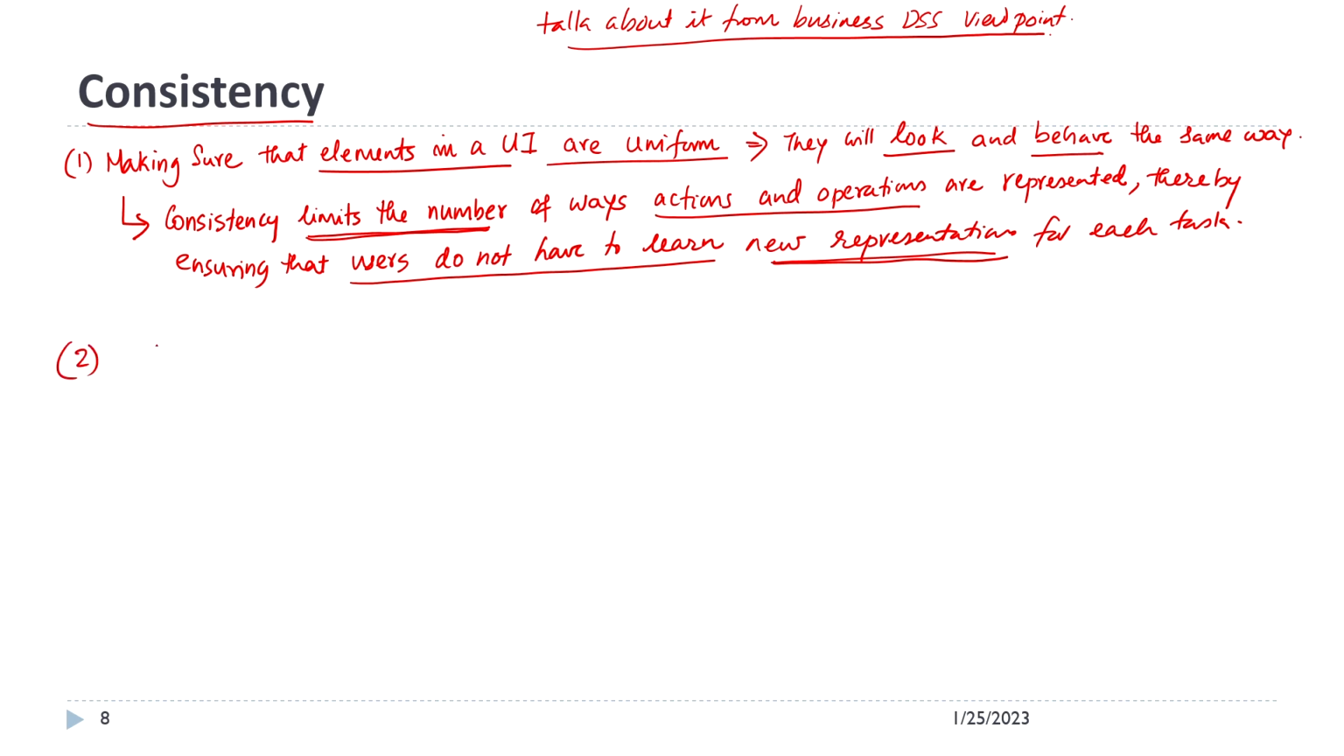The second part is conformance to the GUI standards. One part is consistency, making sure that things are uniform, but it also ensures that you conform to the GUI standards.